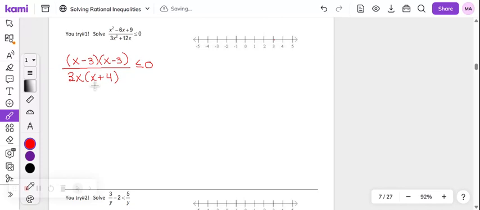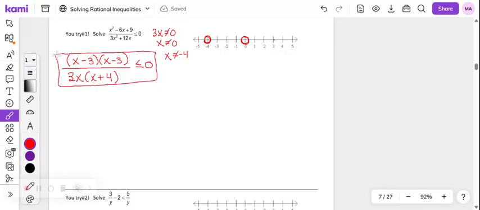Okay, let's look at our denominator and find our excluded values. So we know 3x cannot equal 0, so x cannot equal 0. So that's an open circle here. And x plus 4 cannot equal 0, so x cannot equal -4. That gives us another open circle right here. Okay, we have dealt with our denominator. I'm putting that like that because I want to make sure I can find it when I need it.